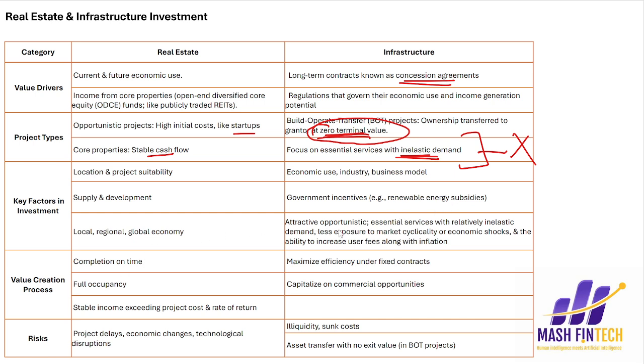For infrastructure, it can be attractive: opportunistic, essential services with relatively inelastic demand, less exposure to market cyclicality or economic shocks, and the ability to increase user fees along with inflation. For instance, you want to invest in energy infrastructure. That could also be a key factor to invest.